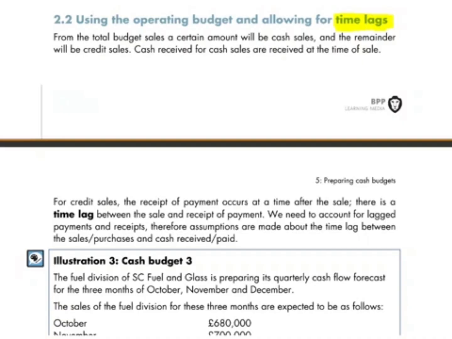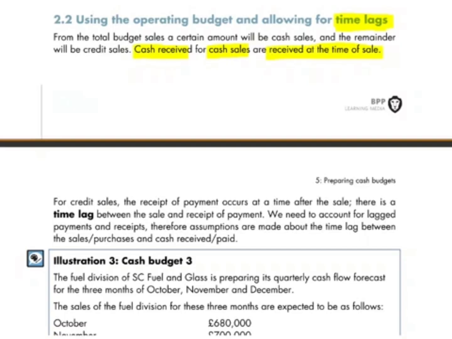Now, the nature of the transaction dictates when we're actually going to receive or pay the cash. If we have a cash transaction, such as a cash sale, we're going to receive the cash at the time of the sale. There is no time delay. You can imagine if you're in a shop, making a cash sale, you hand the goods over to the customer, and the customer gives you the cash immediately, so it's an immediate transaction and there's no time delay.